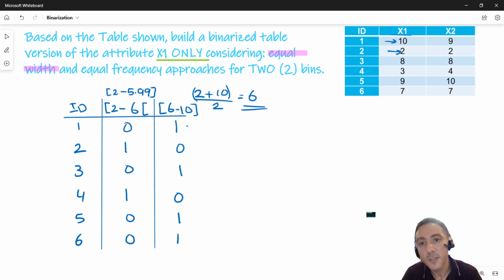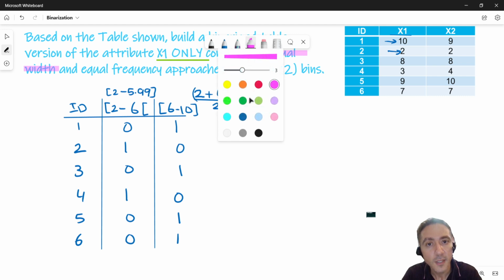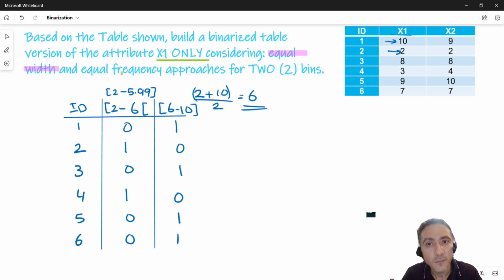Okay, so notice how 4 objects have ended up in the second bin while only 2 objects ended up in the first bin. And that's fine because we're looking into equal width, not equal frequency. Now, the second approach we are going to look into is equal frequency.